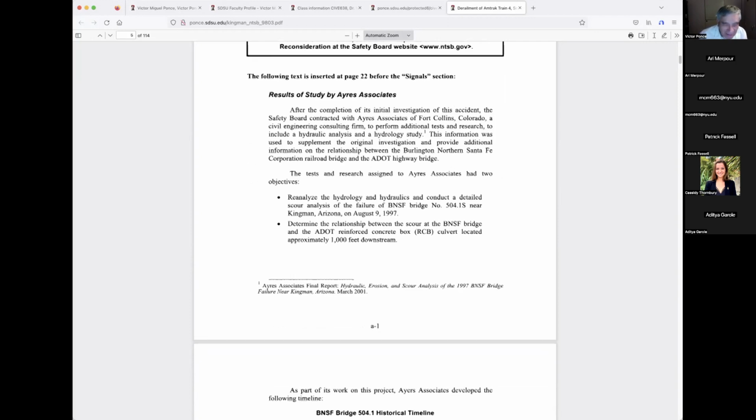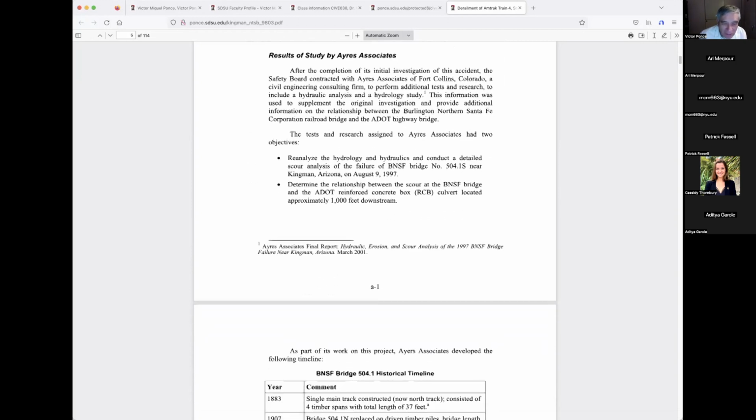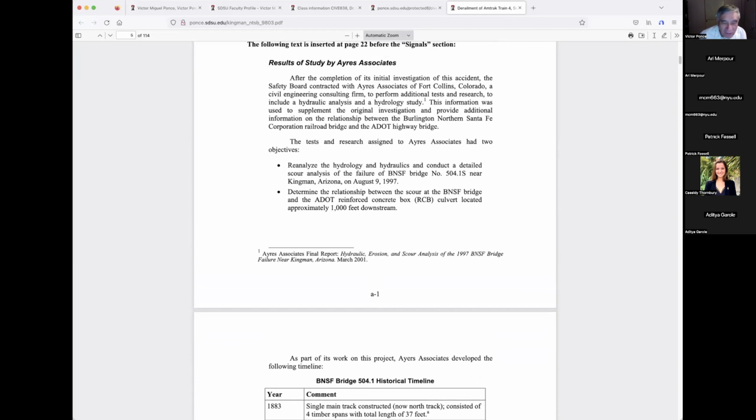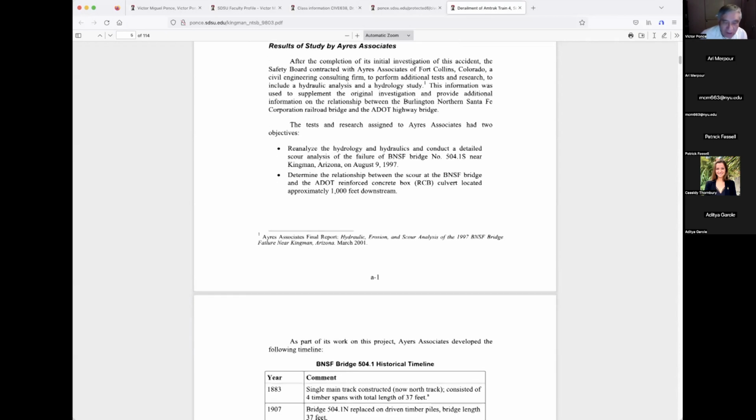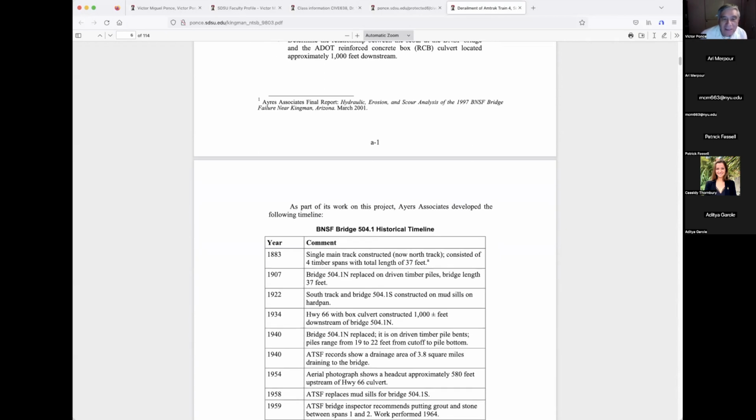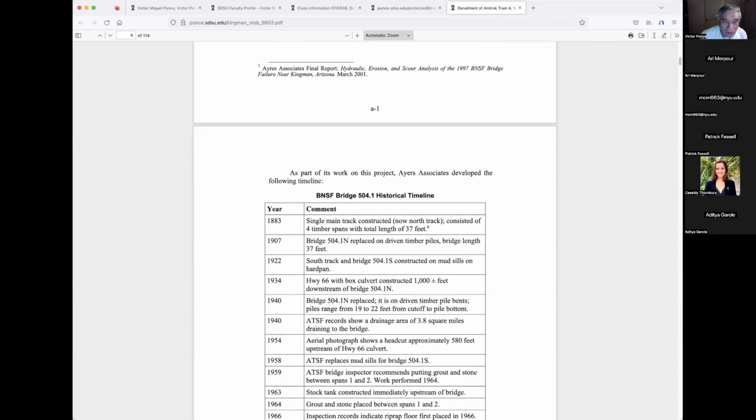They don't have names. Here is the final report. I read this thing yesterday, but I don't remember everything. It says, final report, hydraulic erosion and scour analysis of 1997, March 2001. That's a final report. That means after that, ARIS was released from bondage, so to speak. But those reports go through 2 or 3 years of reviews by this agency, that agency, and so forth. So that's the last date, March 2001.